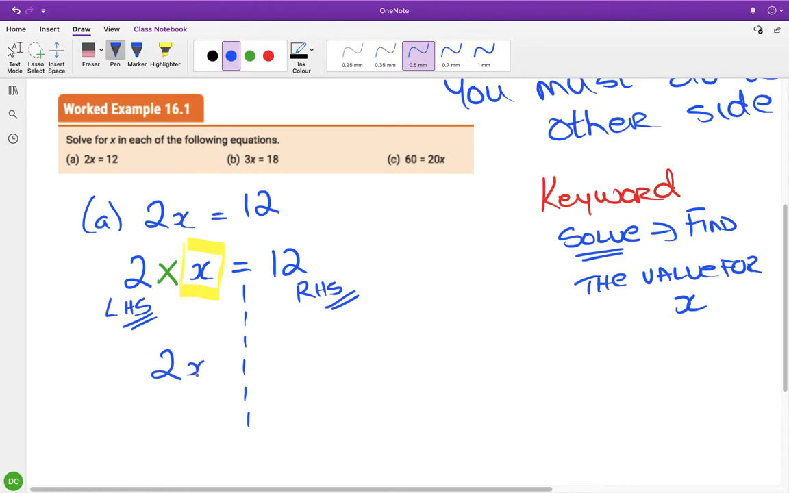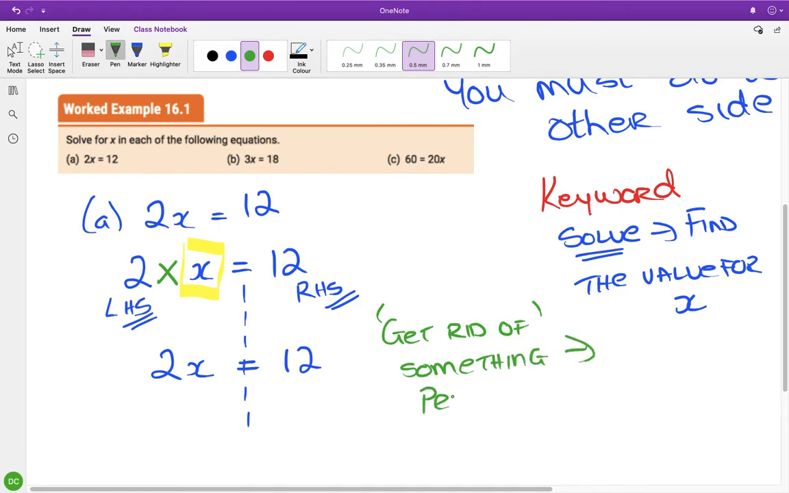I'm just going to rewrite it. I want to get rid of that 2 from the left hand side. Now, the way we get rid of something, whatever it is, is you perform the inverse operation. Okay, so that's how you get rid of something.